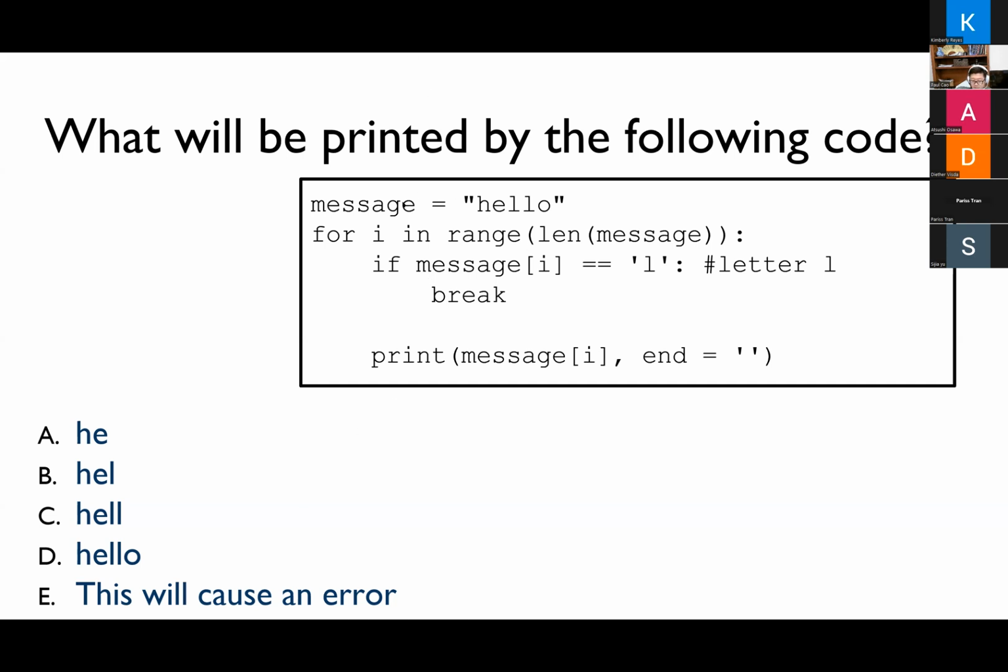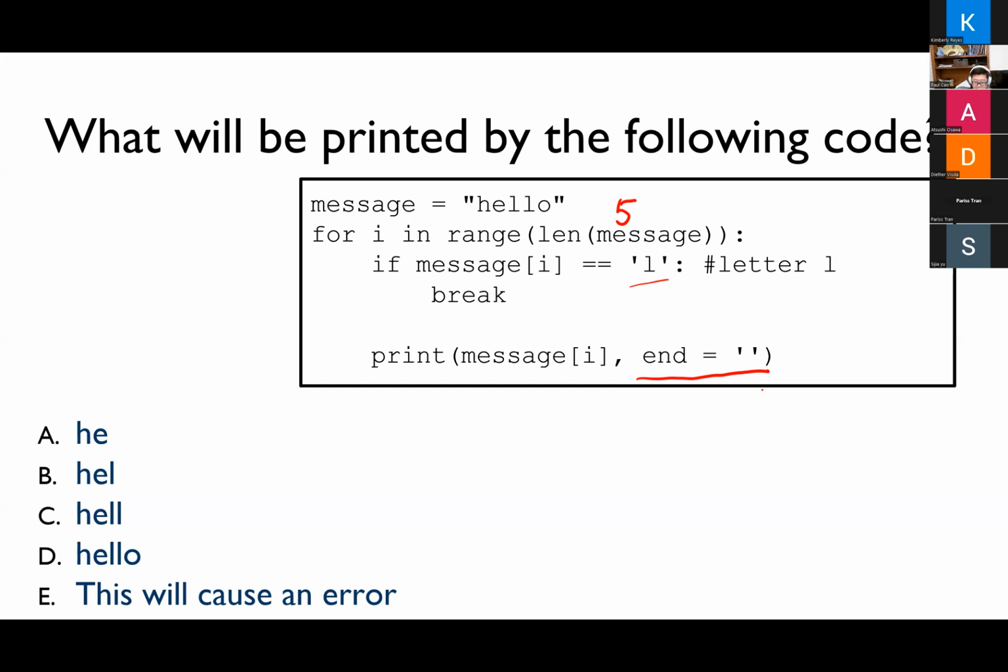So let's check. So message equals hello. The length of message is 5. Right, so i goes from 0 to 4. Whenever I see L, I will break. If I don't see L, I will print. And this end equals to empty string. Normally, when you print out something, it's going to give you a new line by default. But if you say end equals to an empty string, it basically means don't add the enter once I print out. So everything will be printed out in the same row.